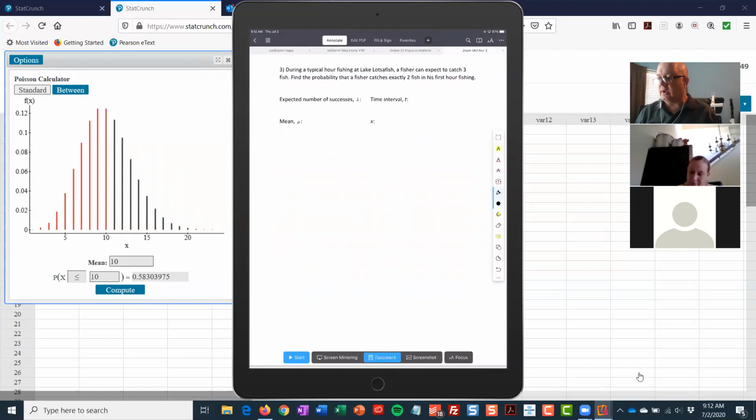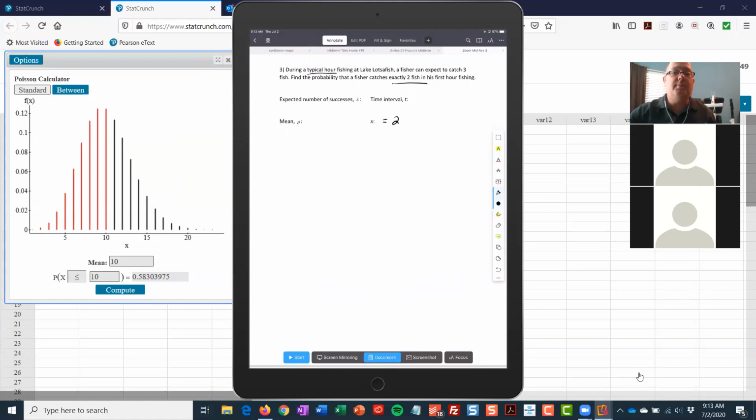During a typical hour fishing at a lake with lots of fish, a fisher can expect to catch 3 fish. Find the probability that a fisher catches exactly 2 fish in the first hour of fishing. So first thing for a Poisson problem, what we're looking for is wording involving a typical, usual, average period of time. So here we've got a typical hour. I see the problem: find the probability the fisher catches exactly 2 fish. I know that x is equal to 2.